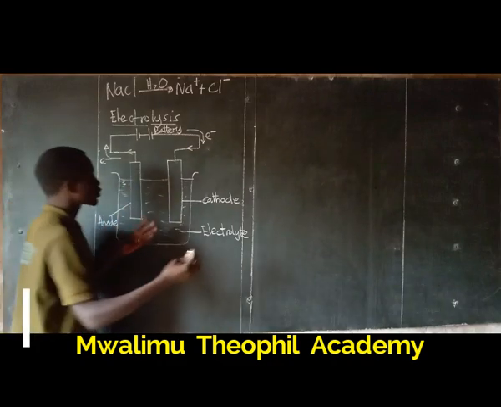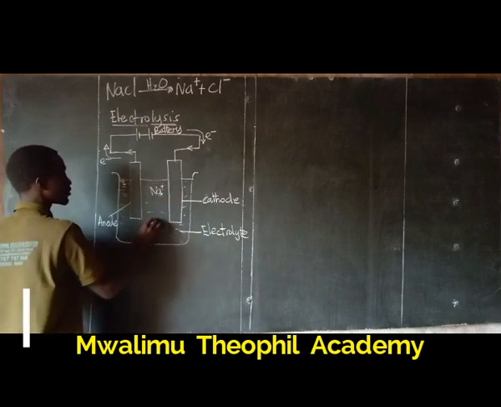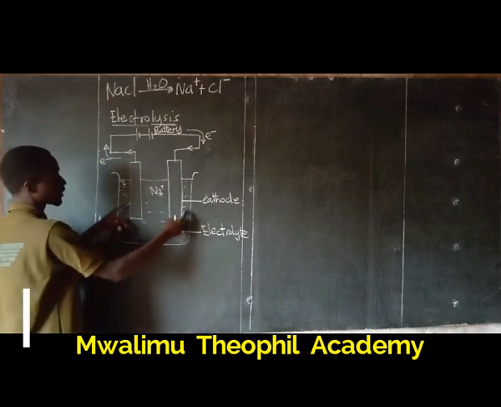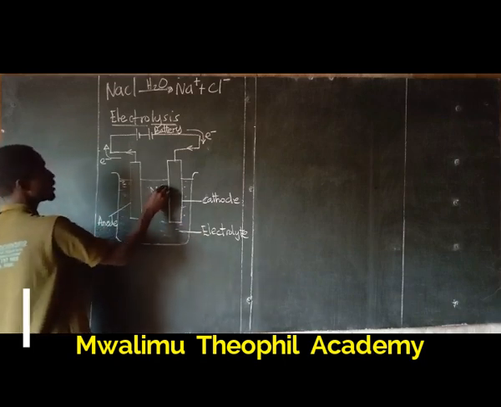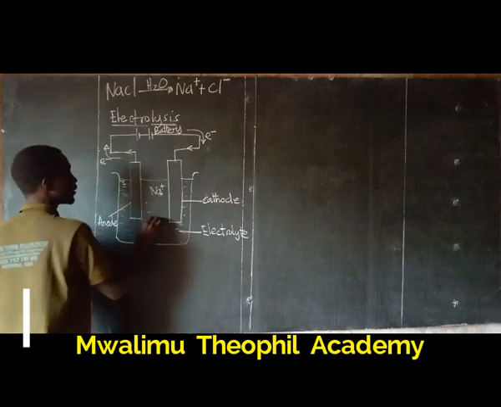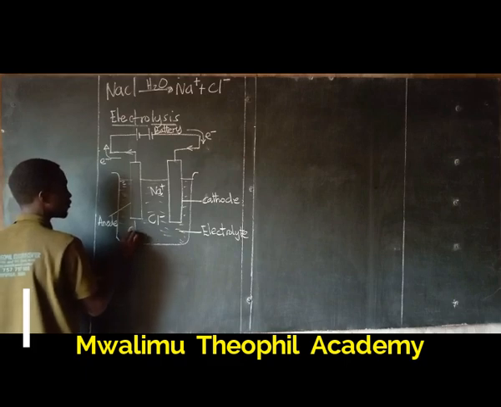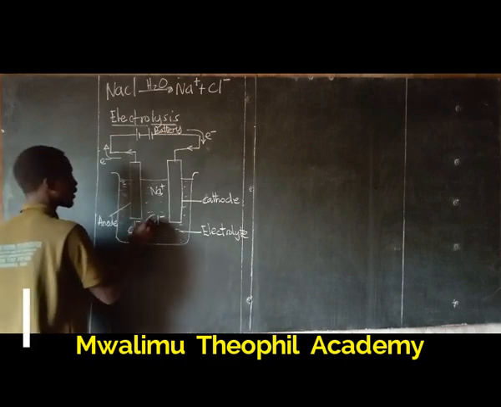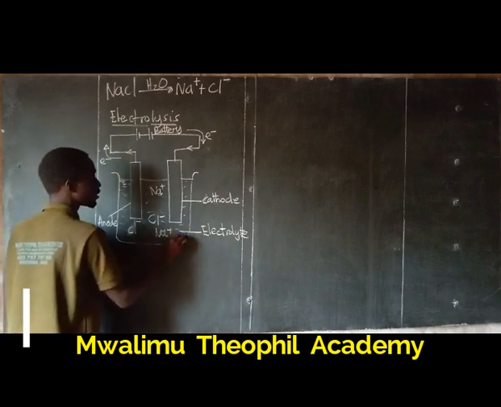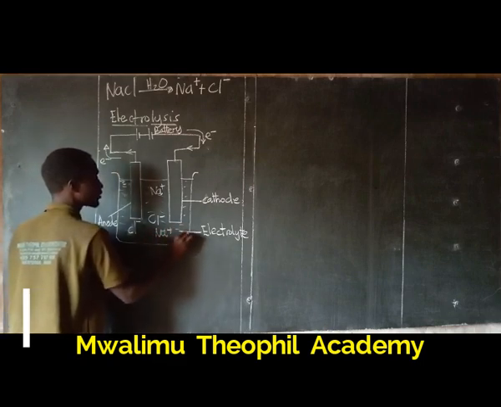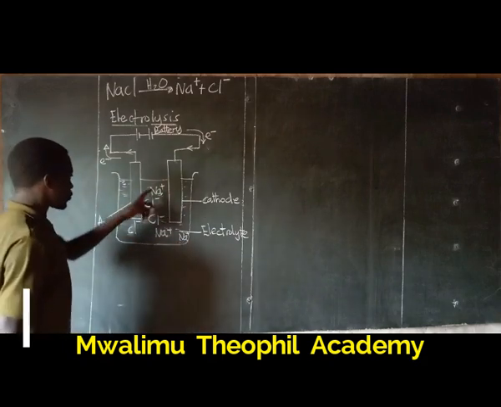Now, let us assume we have a dissolved salt, sodium chloride. If our electrolyte is sodium chloride, it means that we should find sodium ions and chloride ions throughout the electrolyte in dissociated form. So they are dissociated.